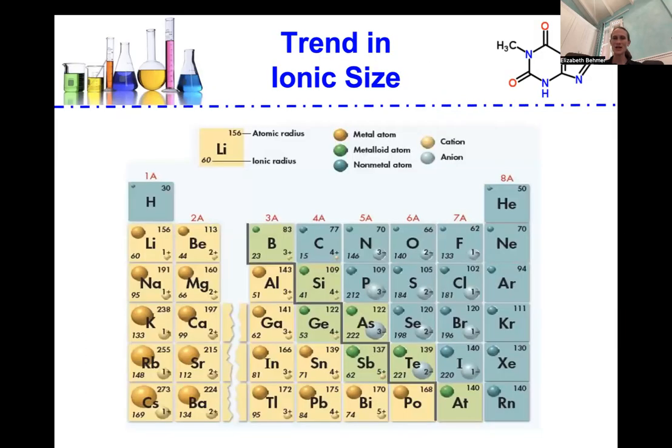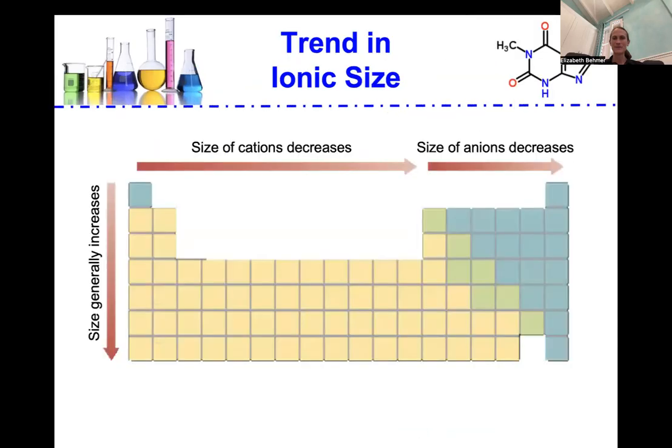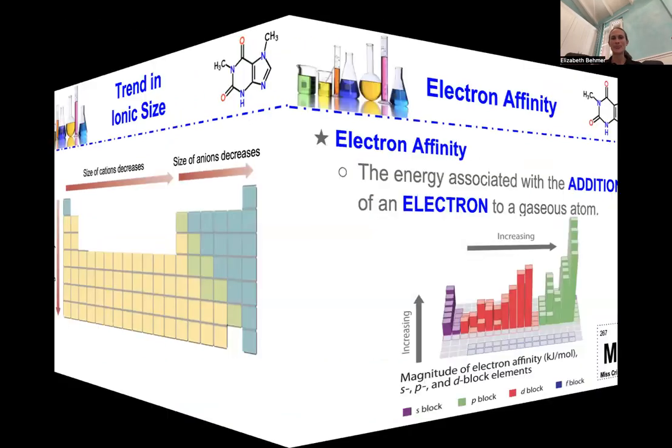So here is the trend in ionic size moving across the periodic table. This is just a great look. The size of cations decreases in this part of the periodic table, and the size of anions decreases in this part of the periodic table as we're moving across. And the size generally increases as we're moving down the groups.